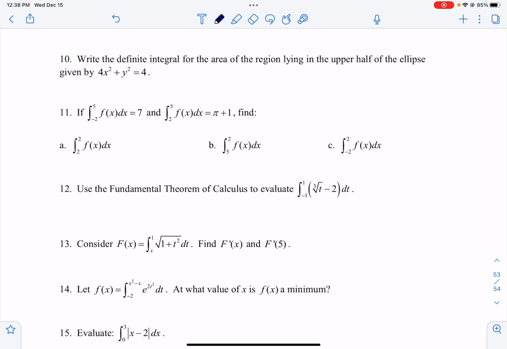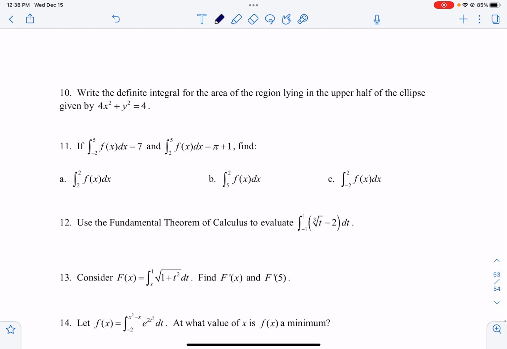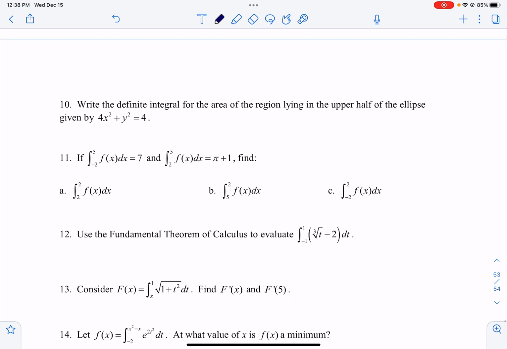All right, second page of the review. Number 10, write the definite integral for the area of the region lying in the upper half of this ellipse, given by 4x squared plus y squared equals 4. Okay, it wants me to write an integral to find the area above the upper half of an ellipse.